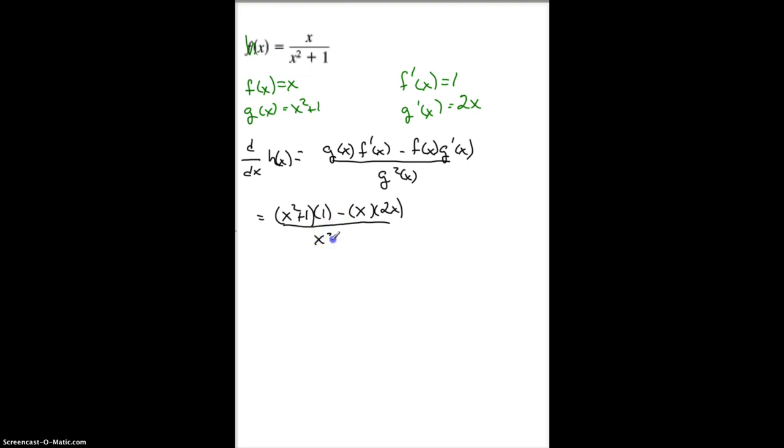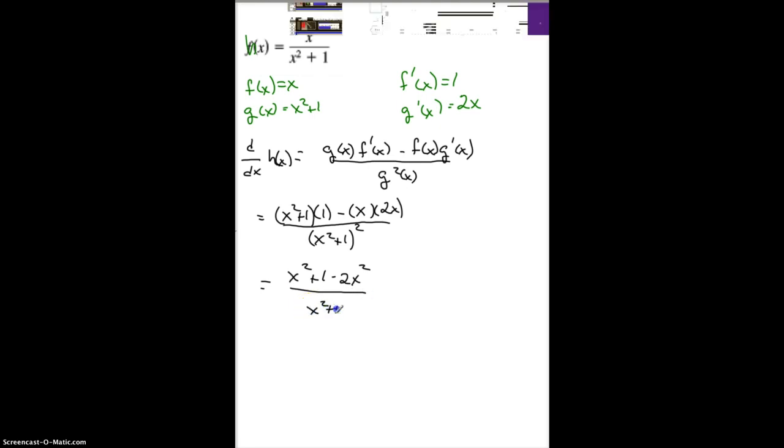So this is x squared plus 1 squared. Now in the AP test, you don't have to simplify it, but, I mean, you may need to. If it's a multiple choice question, you may have to be able to do some algebra. But I at least like to get my numerator straight. So this is x squared plus 1 minus 2x squared. You know what? I forgot my square there. Divided by x squared plus 1 squared. So this becomes 1 minus x squared divided by x squared plus 1 squared. I can't do any more, so I stop.